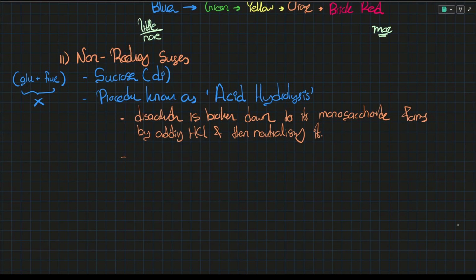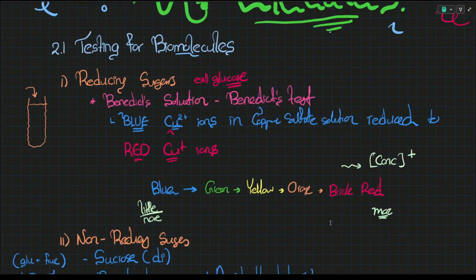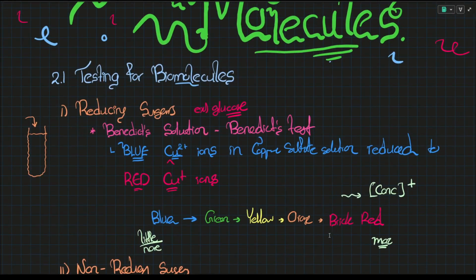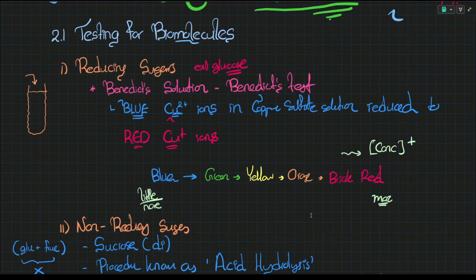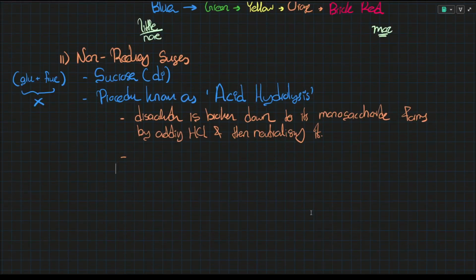Now what happens when you do acid hydrolysis? It's going to break down into glucose and fructose. Glucose alone and fructose alone are reducing sugars. So now if you put in the Benedict solution, will you get a color change? Yes, this time around you will. The obtained two monosaccharides are reducing sugars.